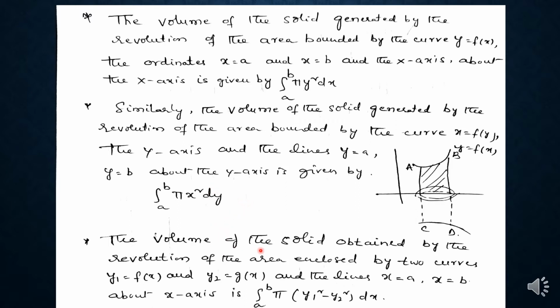The volume of the solid obtained by the revolution of the area enclosed by two curves y1 is equal to f of x and y2 is equal to g of x, and the lines x is equal to a, x is equal to b, about the x-axis is integral a to b pi into y1 square minus y2 square dx.